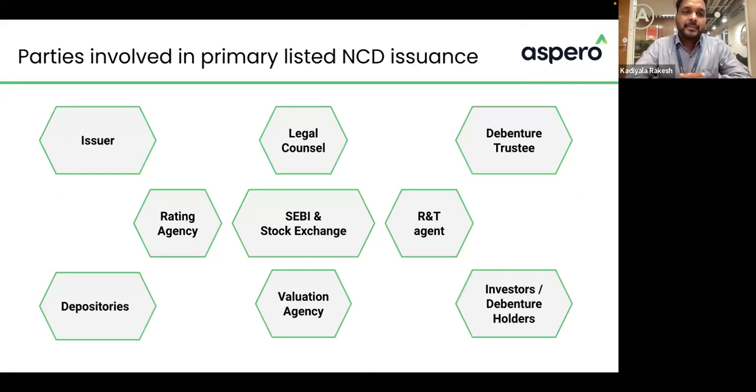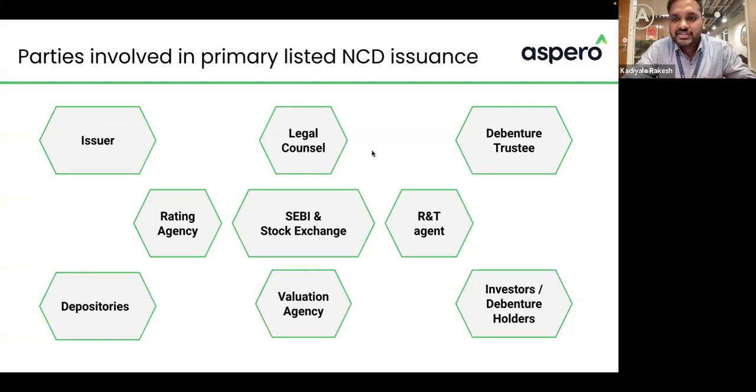for unsecured. And these are the parties involved in the primary listed NCD issuance: issuer, legal counsel, debenture trustee, rating agency, SEBI and stock exchange, R&T agent, depositories, valuation agency, and the investors or debenture holders. The person who buys the bond is known as the investor or debenture holder, who holds the debenture. And the issuer is the one who raises the money through the bond. Be it Spandana, Muthoot, or Navi, whoever it is, the issuer is the one.